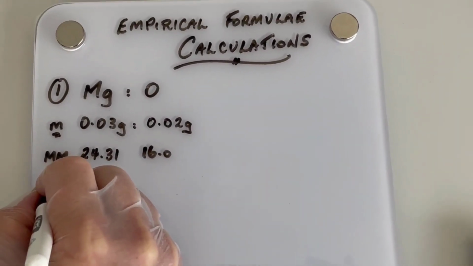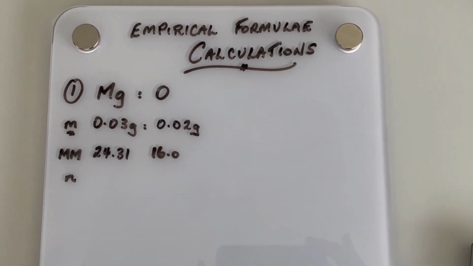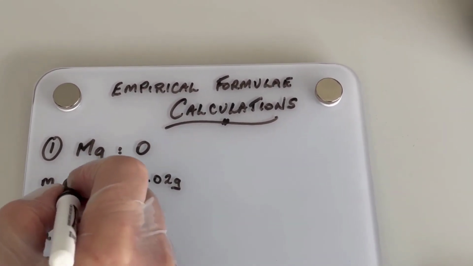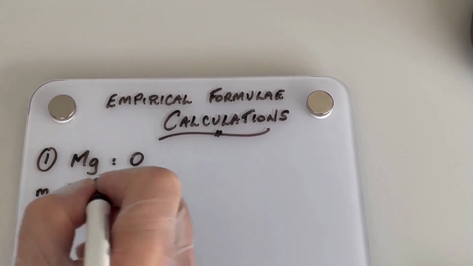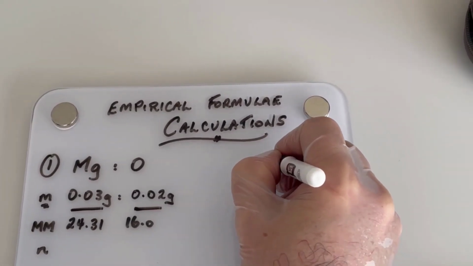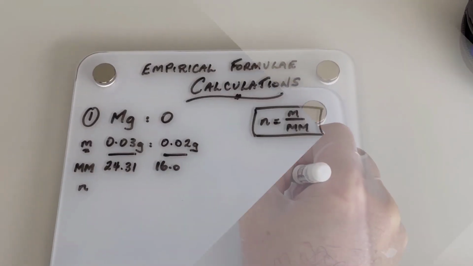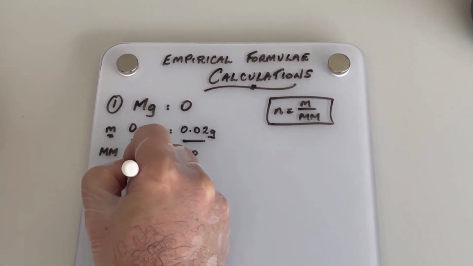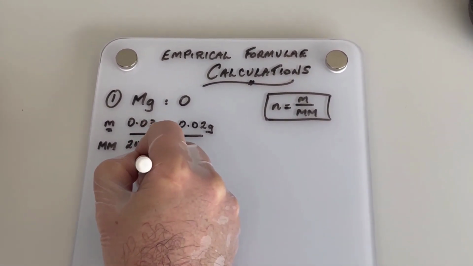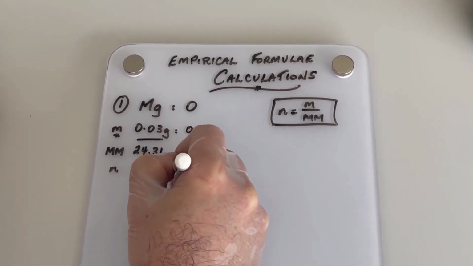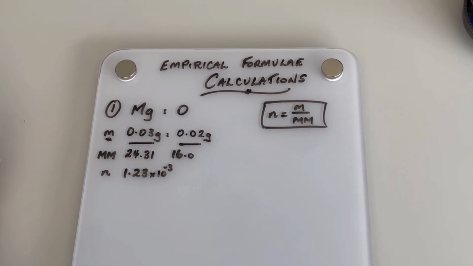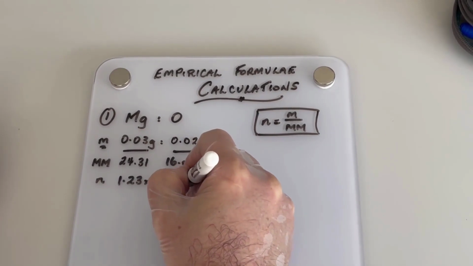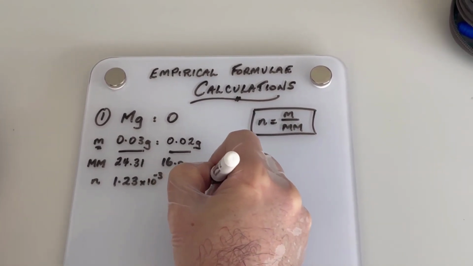So that means I can look now at the number of moles, and the number of moles is really important for chemists because that allows us to make direct comparisons. This means I need to divide the mass by the molar mass. Number of moles is equal to mass over molar mass. 0.03 divided by 24.31, and my value here is 1.23 times 10 to the minus 3. And for oxygen, 0.02 divided by 16 equals 1.25 times 10 to the minus 3.